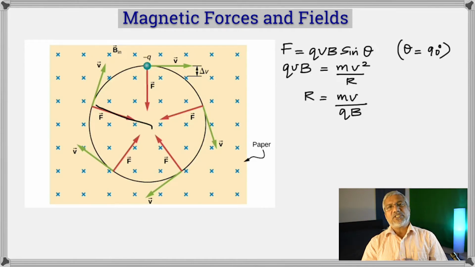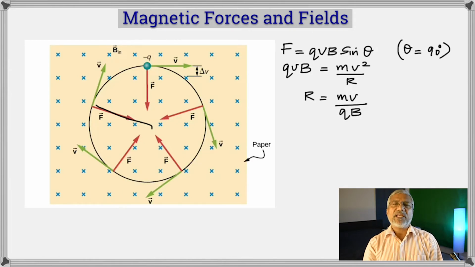When anything moves in a circular path, there must be a centripetal force acting on it. The centripetal force is given by mass times velocity squared by radius. In this case, the centripetal force is nothing but the magnetic force, which we know is QVB sine theta. That's why I've written that formula down. But theta is 90 degrees.